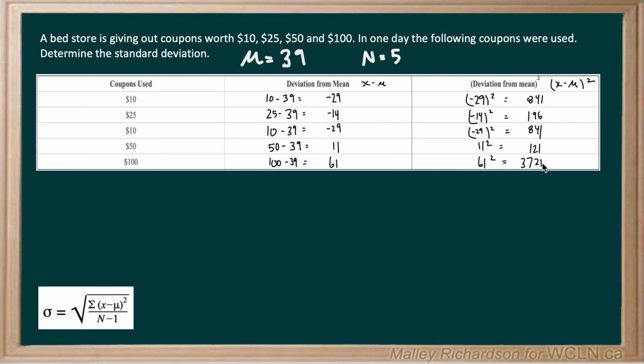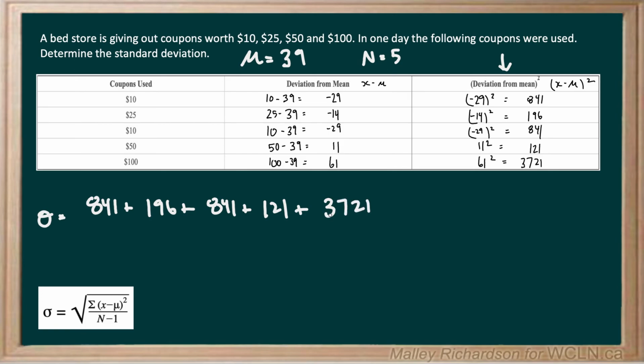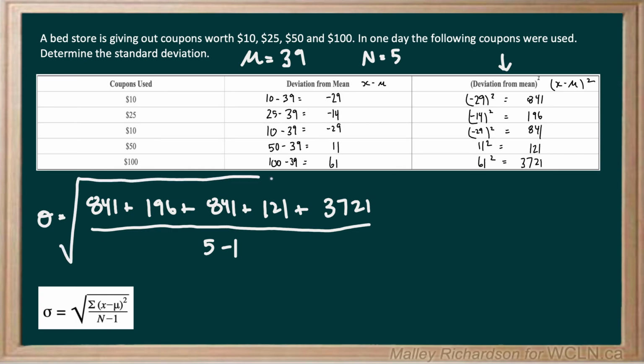So now that we've filled out our table, let's use our equation for the standard deviation. Standard deviation is the square root of the sum of x minus mu squared. Well, x minus mu squared is from our third column, so we take the sum of our third column. So 841 plus 196 plus 841 plus 121 plus 3,721. And all of that is divided by n minus 1. We found that n was 5, so we have 5 minus 1. And of course, we take the square root.